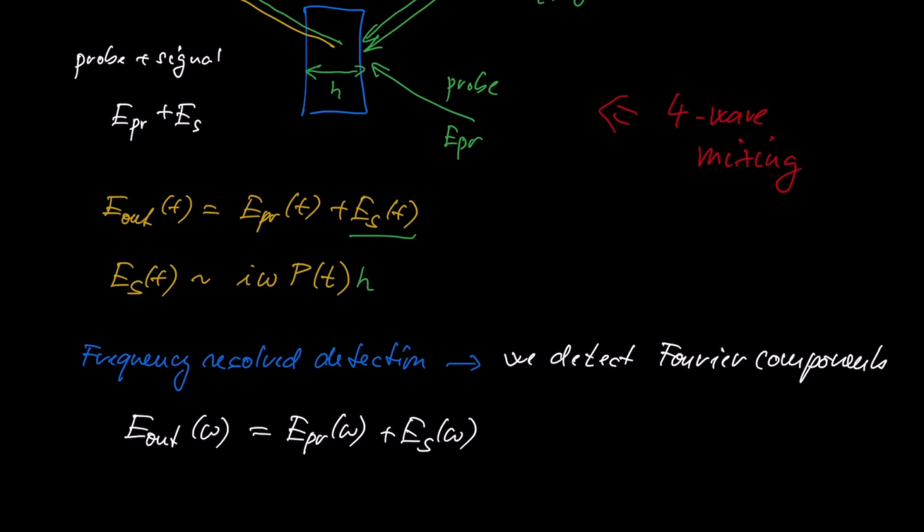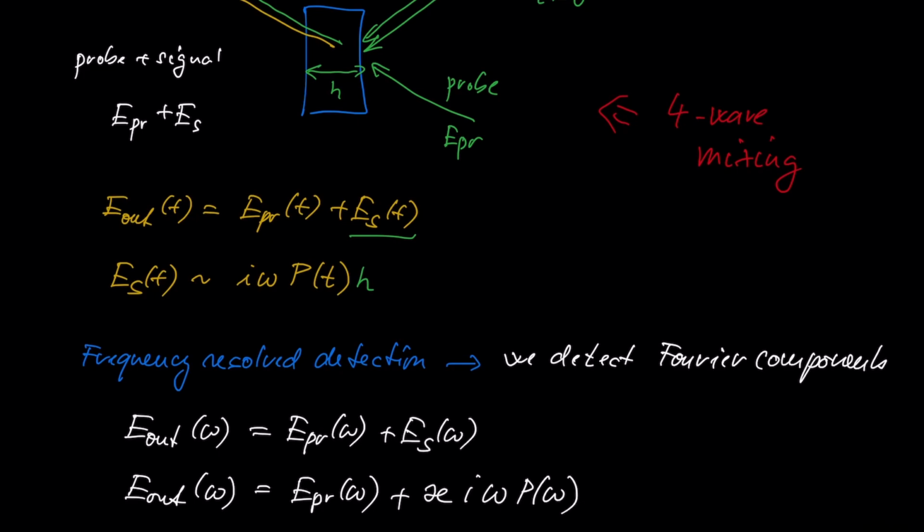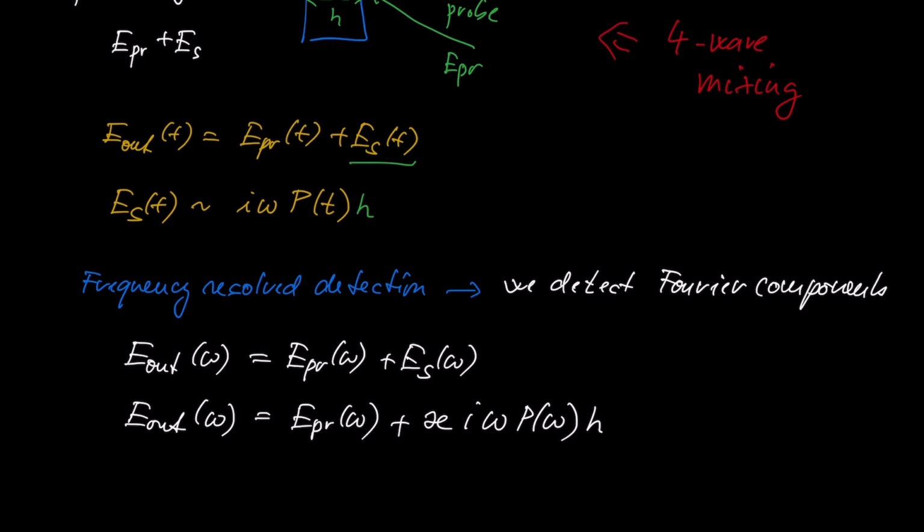And in fact, the same way we can write it using the polarization. This will be quite important. So we have the probe plus, of course, we are throwing away some constants that sit in front of the polarization. So let's put it all into some unknown gamma. We will not be interested in the absolute value of the signal. So it's going to be some gamma i omega P of omega. And of course, all these quantities depending on omega here are basically Fourier transforms of the corresponding time-dependent quantities.